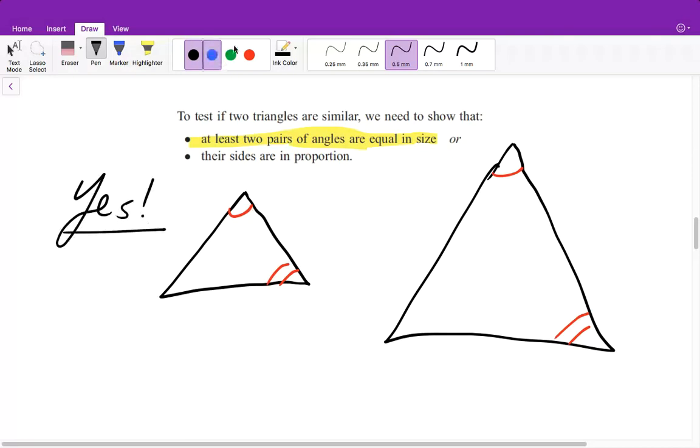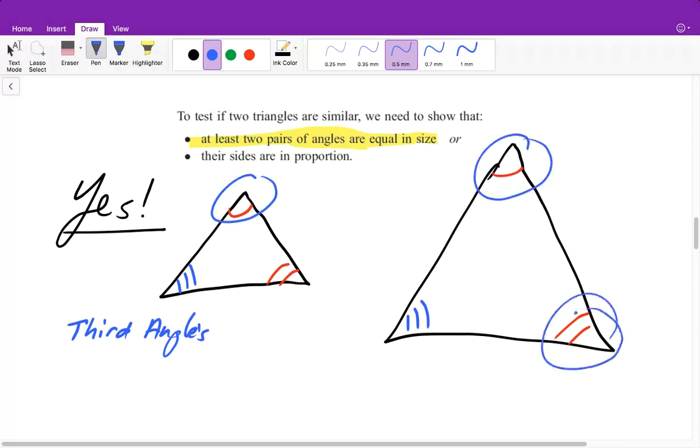The reason is that in a video before, we learned that if we have two congruent angles, the third one in a triangle has to be congruent by the third angles theorem. So we don't need to show that necessarily. We are guaranteed that those third angles are congruent. So once we know all of our angles are congruent, we are guaranteed that these triangles are going to be proportional. If you can just show that two pairs of angles are congruent, that is enough information for you to say that yes, they are similar.